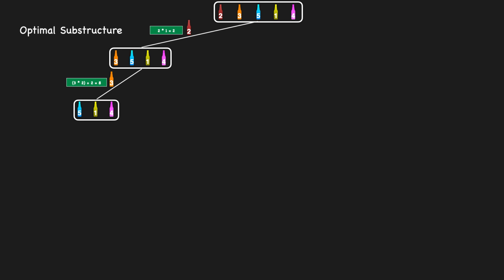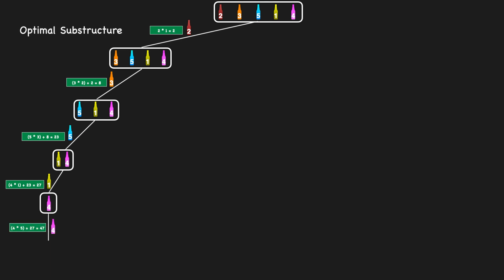Moving on, we will continue down the path of selling the leftmost bottles. You can see the profits made so far in the green labels. Eventually, we will be left with just 1 bottle and we have no other option but to sell it for a total profit of 47.